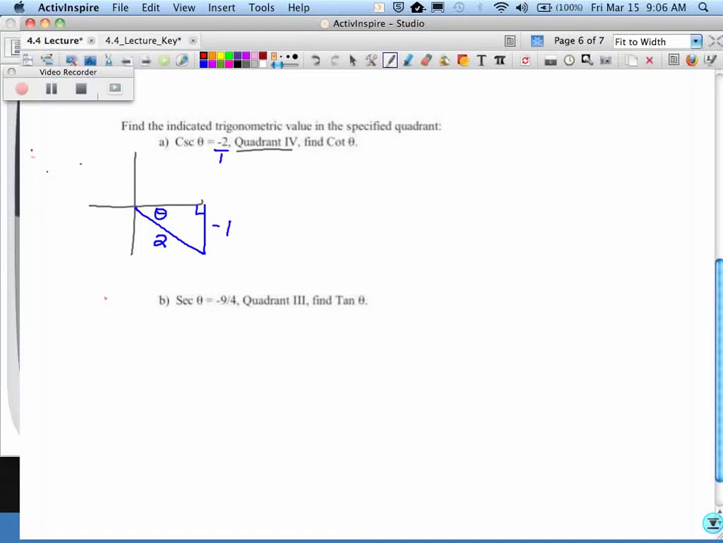What's your cotangent then? Tangent is opposite over adjacent, so cotangent is adjacent over opposite, which is the negative square root of 3. So that's more how the problems are. We don't say, write down all 6 trig functions. We'll just give you some information and say, find one of them.